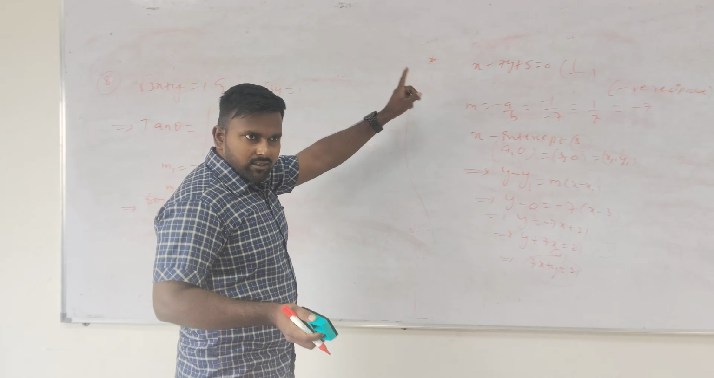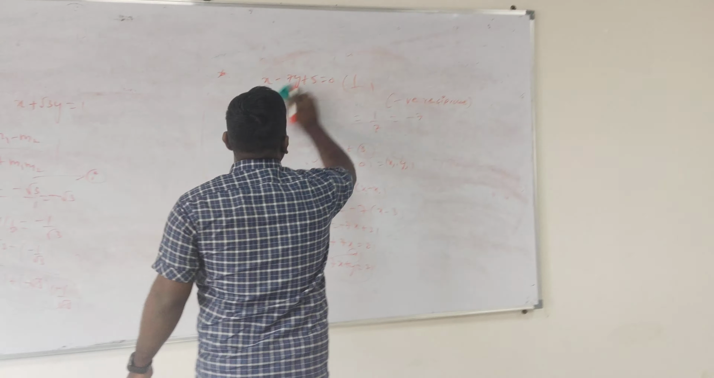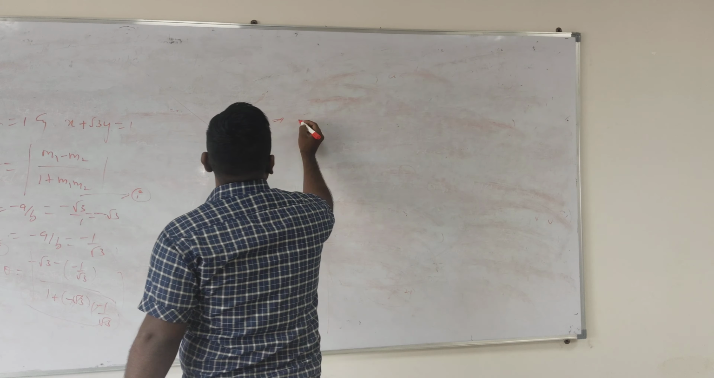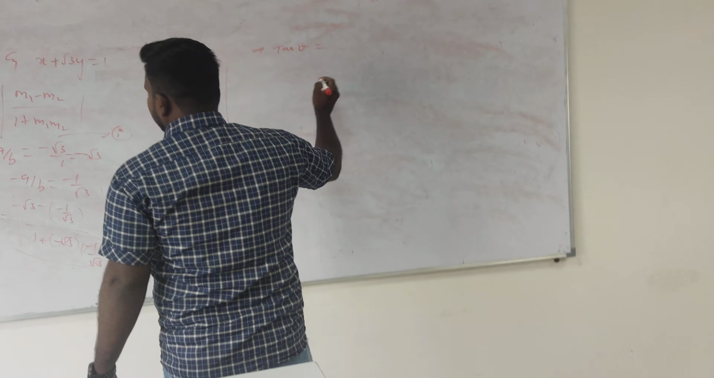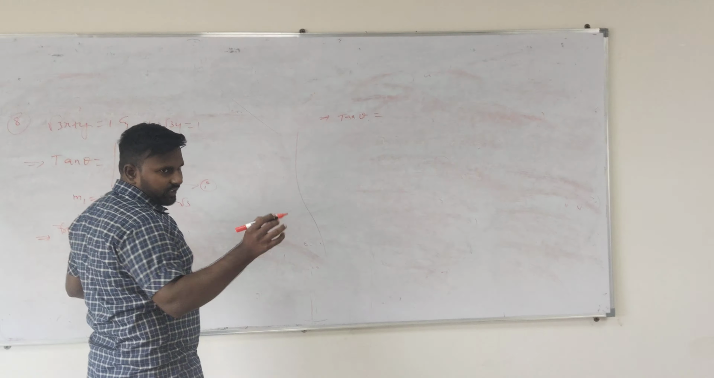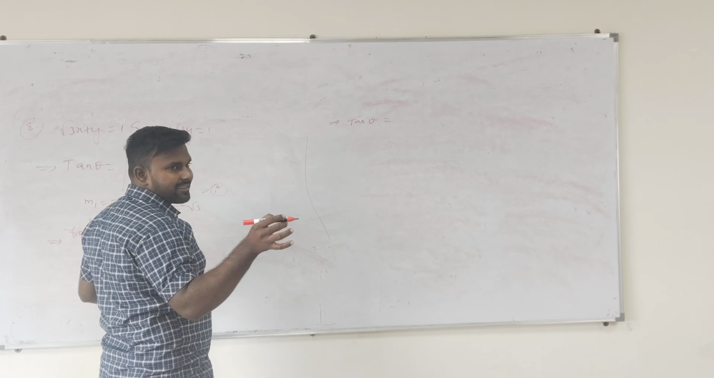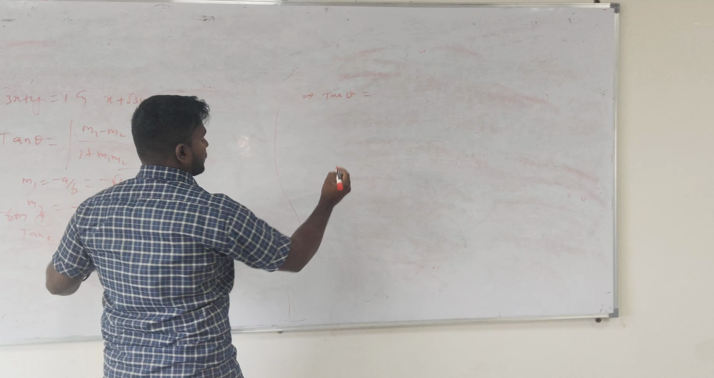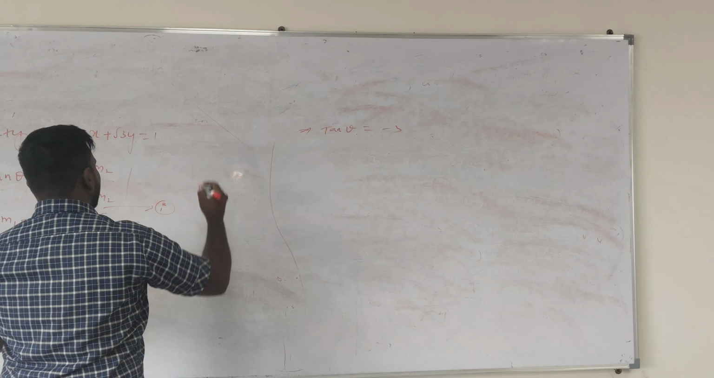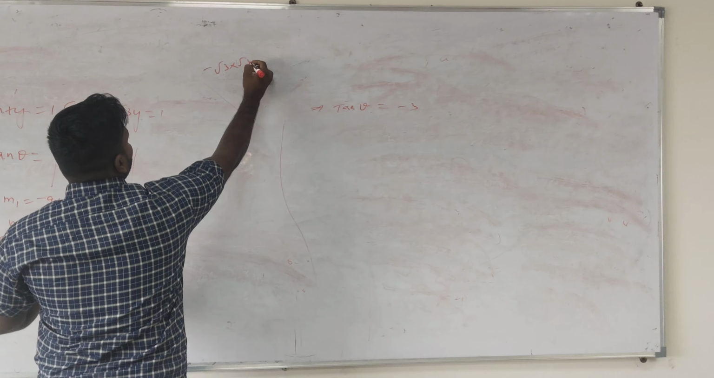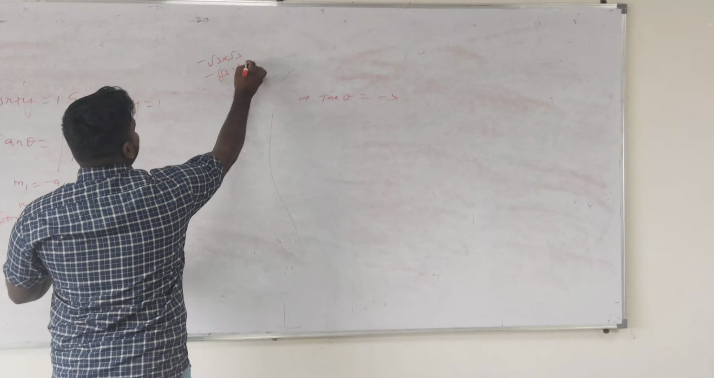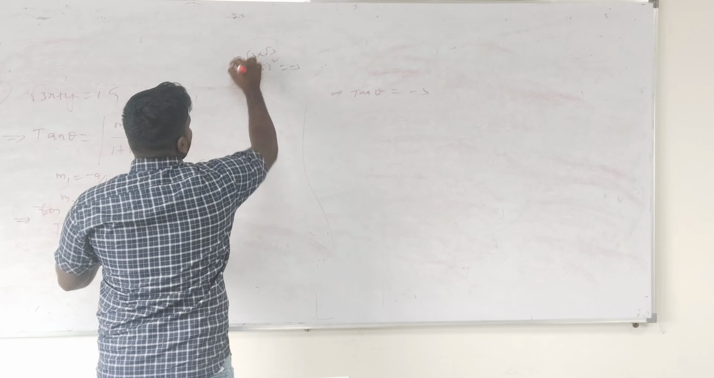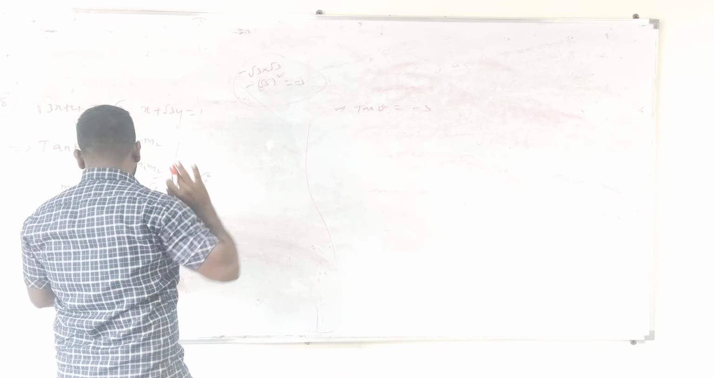Is this completed? We come to the next step. Root 3 into root 3 is root 3 whole square, so the square root will be cancelled. It becomes only 3, so it is minus 3. Because it is minus root 3 into root 3, which means minus root 3 whole square. The square root will cancel, it becomes only minus 3. That's what I did.